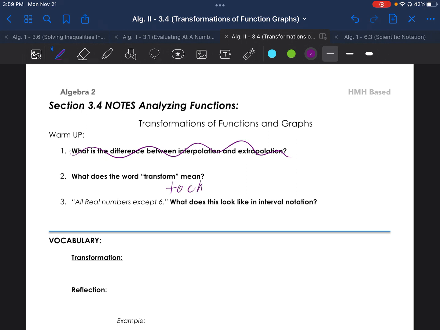All right, what does the word transform mean? Well, in general, normal, everyday use, it means that we're changing something, so it means to change.